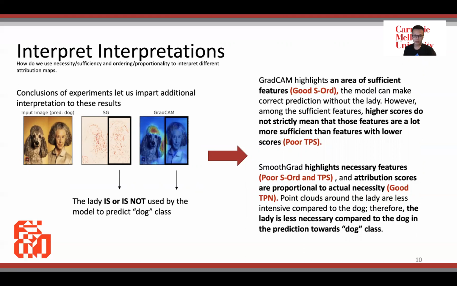On the other hand, SmoothGrad highlights necessary features, and its attribution scores are actually proportional to actual necessity. Point clouds around the lady are less intense compared to the dog. From this observation, the lady is less necessary compared to the dog in the prediction towards the dog class. Our work can be a good way to combine different interpretations by showing the user a reasonable way to interpret a particular attribution map for different neural networks.